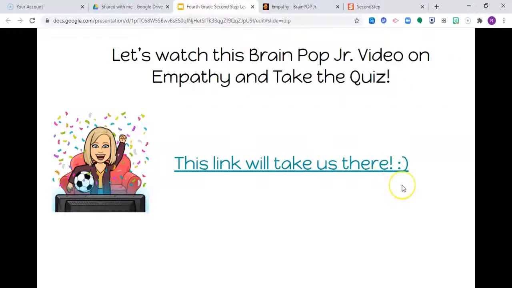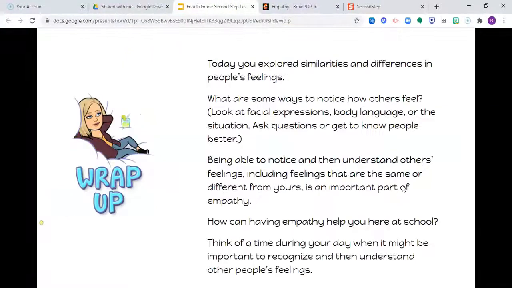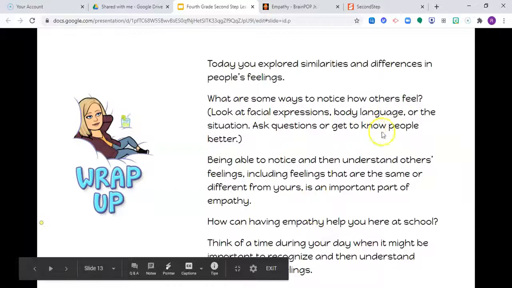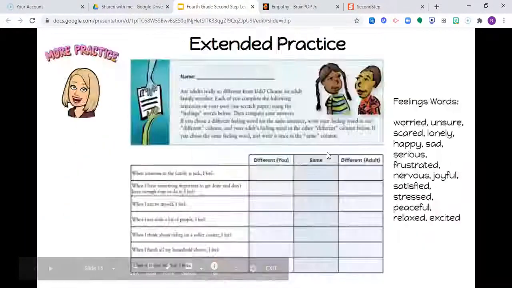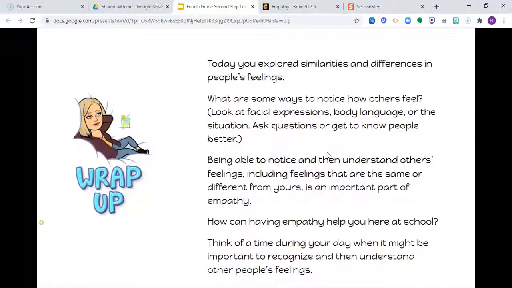Okay, we're actually going to skip the quiz because we're almost out of time for today. Today you explored similarities and differences in people's feelings. There are some ways to notice how others feel. We can look at bodies, facial expressions, body language, or just the situation. We can ask questions or get to know people better. Being able to notice and then understand others' feelings, including feelings that are the same or different from yours, is an important part of empathy.